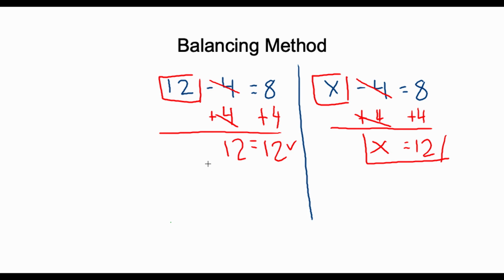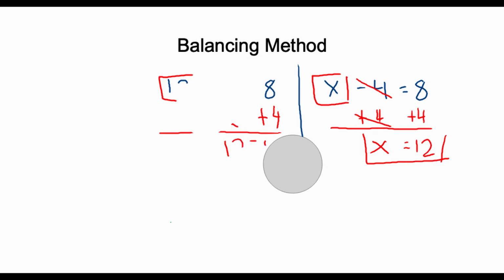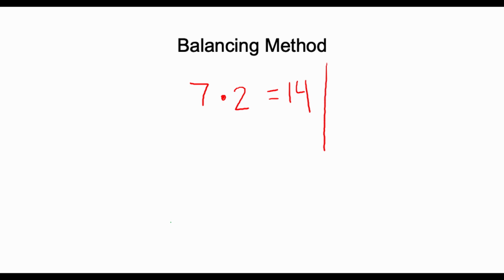Okay, now let's try doing multiplication and then division. Okay, so let's erase this. By the way, all the equations that we're solving here are one-step equations. So let's go ahead and do a pretty simple one. Let's do 7 times 2 equal to 14. Right? Now for this one, I'm going to do 7 times x equals 14.